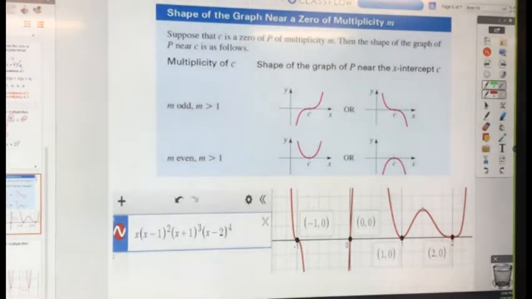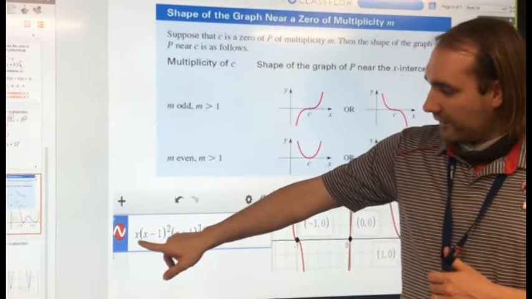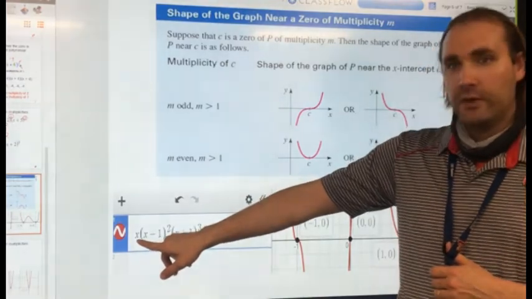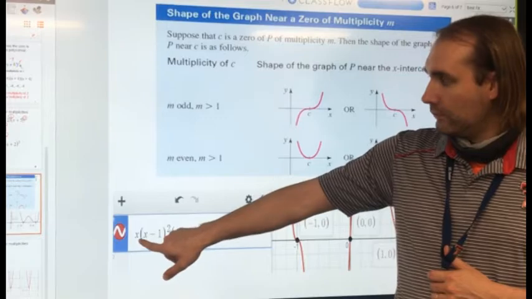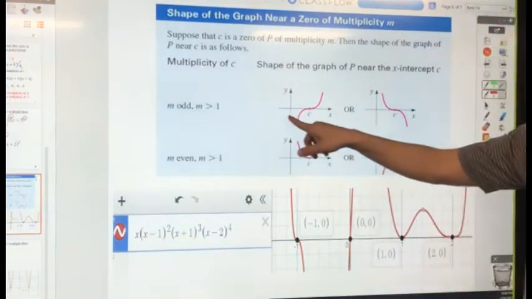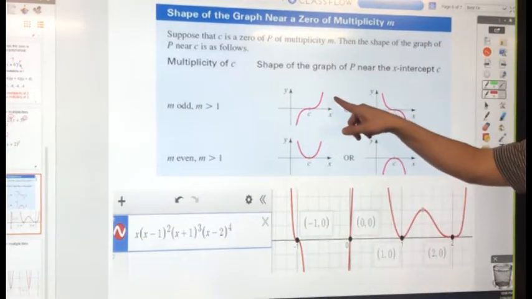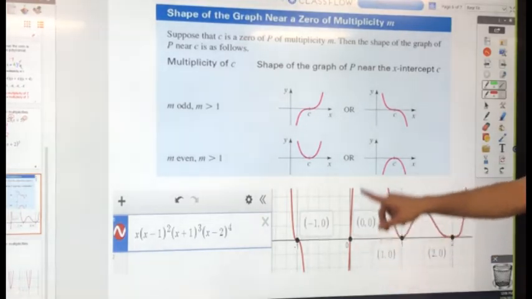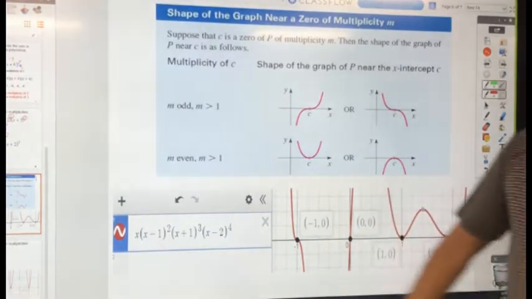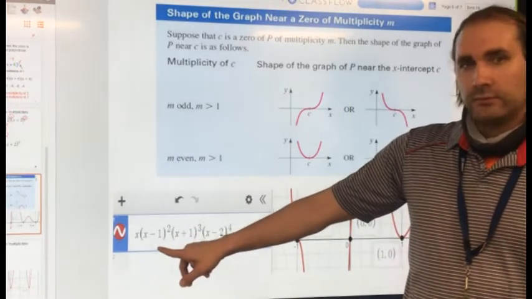So as we see here with this example, x, 0 is my 0. It has a multiplicity of what? 1. So odd, so I'm expecting it to go through the point 0. And as I see here in the graph, does it not also go through? It does.